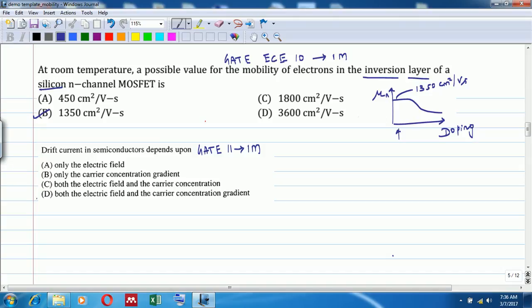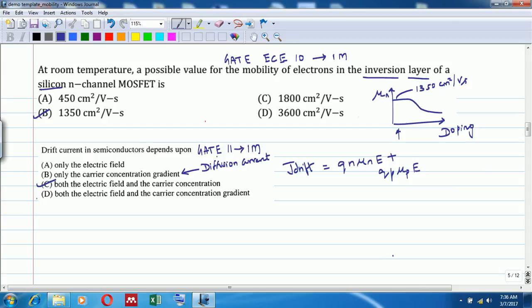So next question: the drift current in semiconductor depends on. So different parameters are given here. We know the expression for drift current. This is drift current or drift current density: Q times N times mu N times E plus Q times P times mu P times E. This we saw in the first lecture of the module. So it depends on carrier concentration and electric field. It does not depend on carrier concentration gradient. So C is the correct answer. So the current which depends on carrier concentration gradient is diffusion current. This we will see in the future lectures.